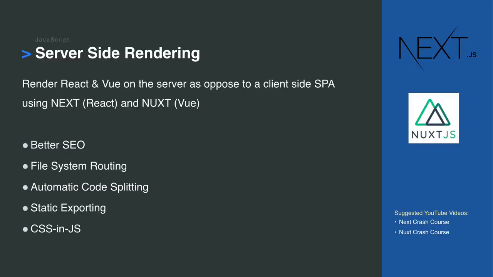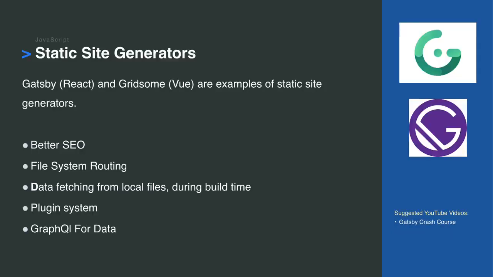You also have automatic code splitting, static exporting. You can actually create or generate static sites, CSS in your JavaScript. There's just a whole bunch of features that you get right out of the box when you use something like Next or Nuxt. All right, so next we're going to look at static site generators.